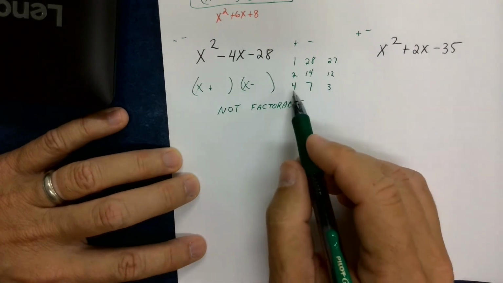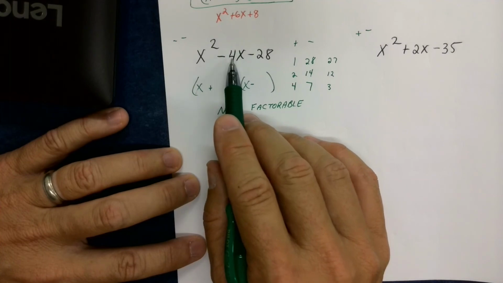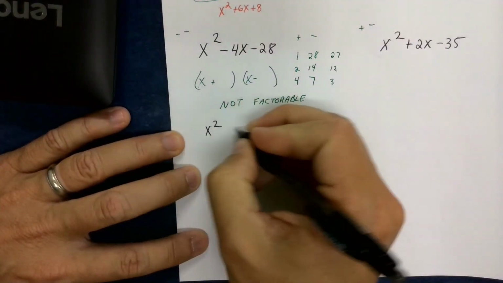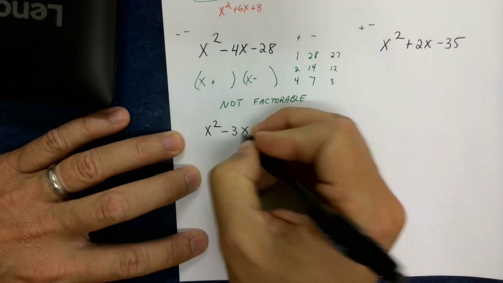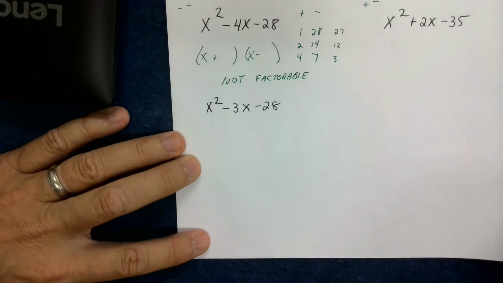But you look at this and you go, ooh, but it could be close to 4. What if that was a 3? Then that would work out. So yes, x squared minus 3x minus 28 is factorable, and it does factor.